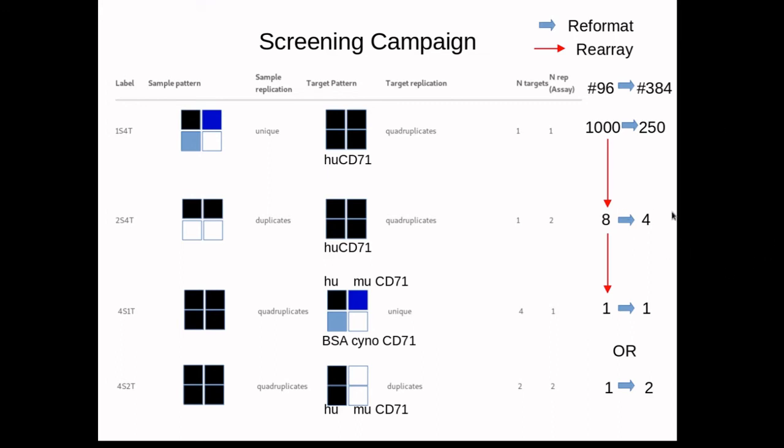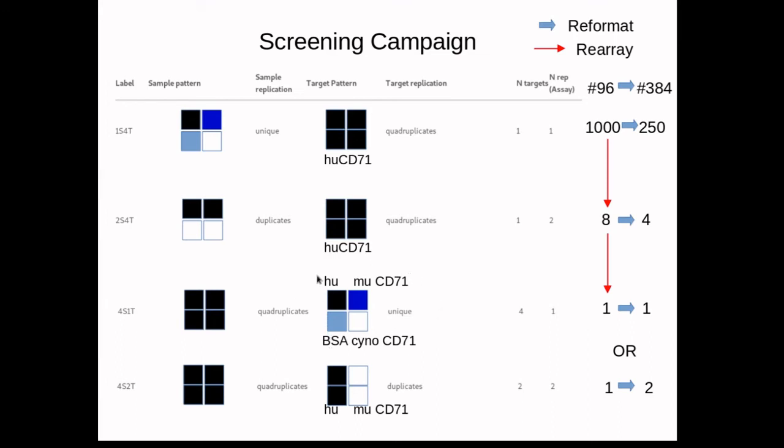We run the assay on the 4 plates, cherry pick the hits, and find that we have a single plate of hits, a single 96 well plate of hits. Now we want to screen those hits on human, murine, and cyno CD71, as well as a negative control protein.